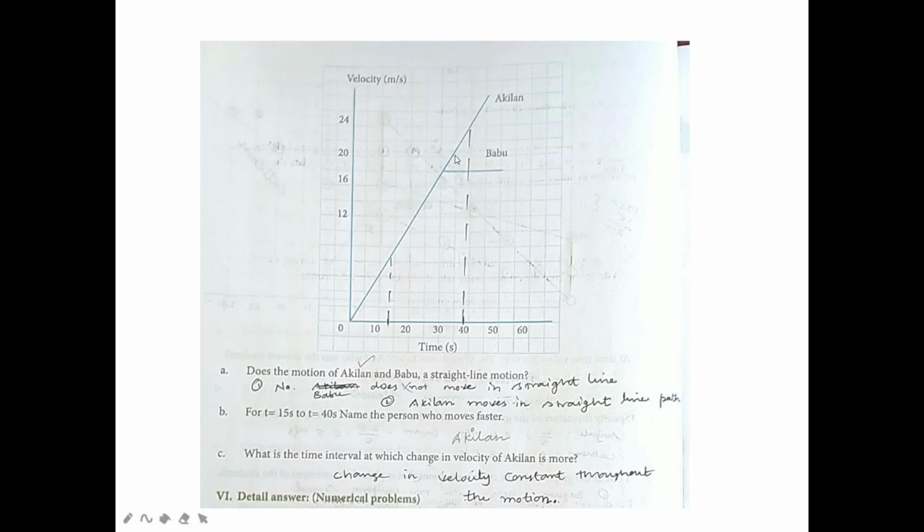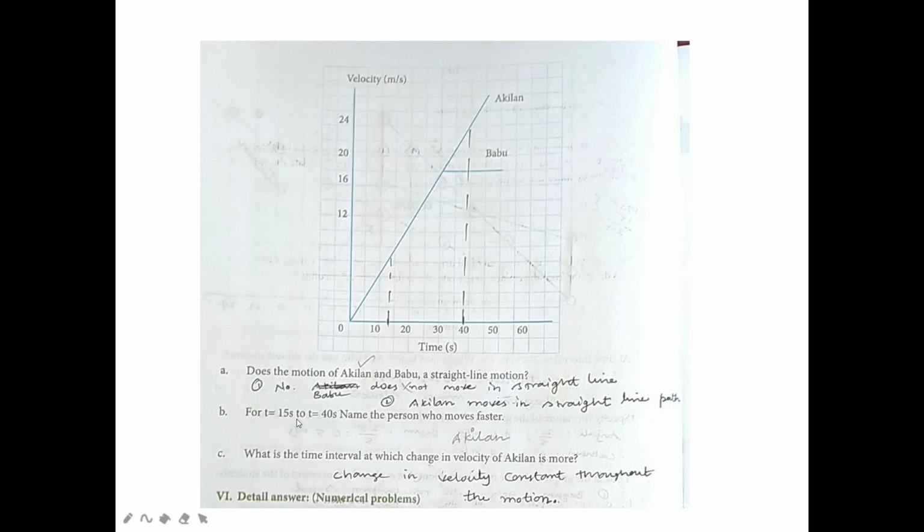No. See here, if you analyze Babu's motion, then it will be straight line up to this point. After that he is stationary, he is not at all moving. When the time goes on increasing, but the position remains the same, and he is at the stationary position from this point to this point. Okay, no, Babu does not move in a straight line. Agilan moves in a straight line path.